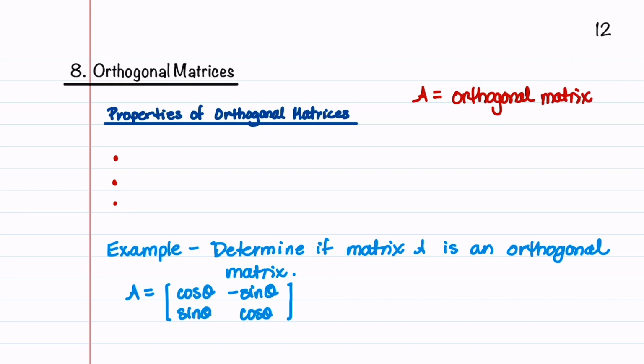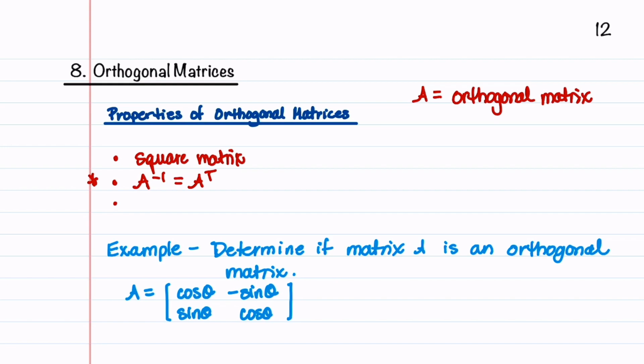There are 3 properties that I want to highlight for our orthogonal matrix A. The first property is that it's a square matrix. The second property is that A inverse is equal to A transpose. I'm going to put a star by that one because that's the one that we're going to use.